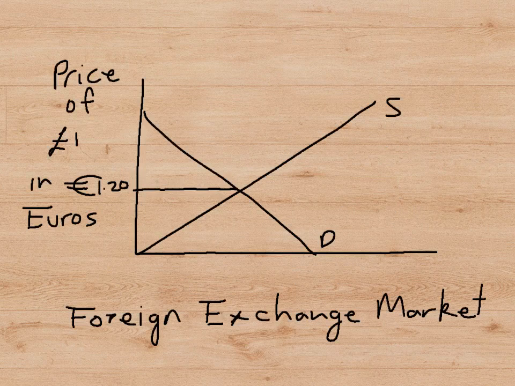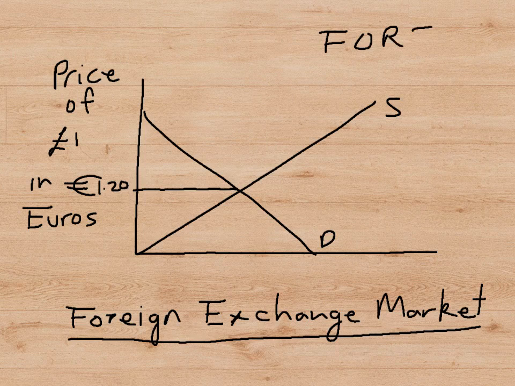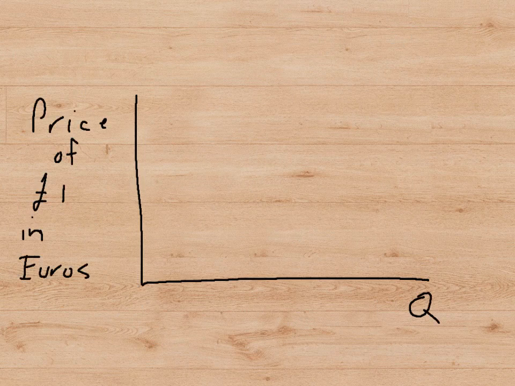Just like any other price, the price of a currency is determined by supply and demand, and the market in which currencies are traded is called the foreign exchange market, sometimes abbreviated to the Forex market. So we can see that if supply and demand determines an exchange rate, any movement in supply or demand will cause the exchange rate to change.